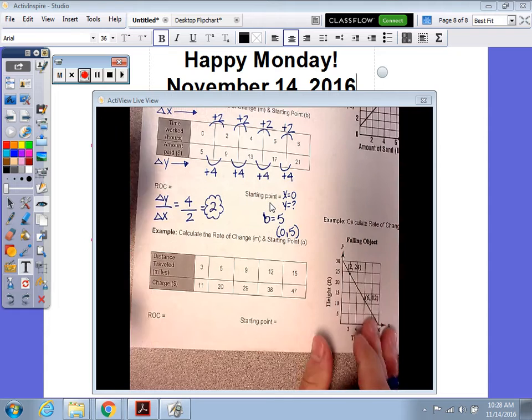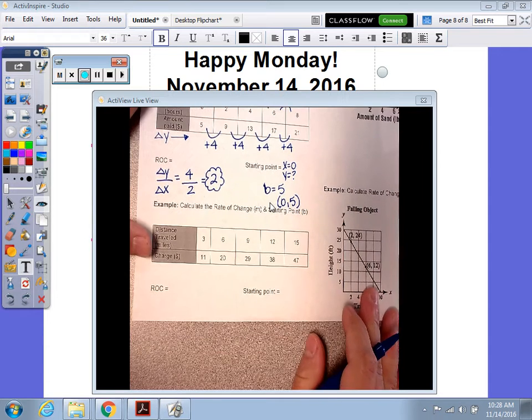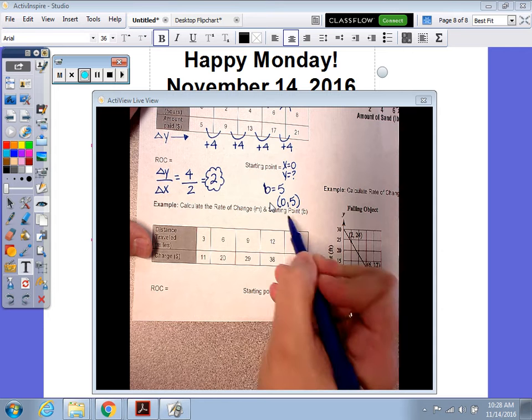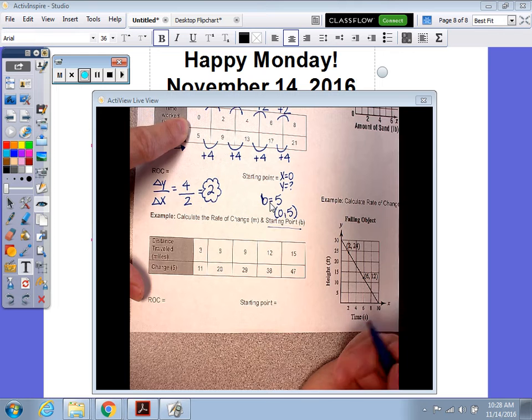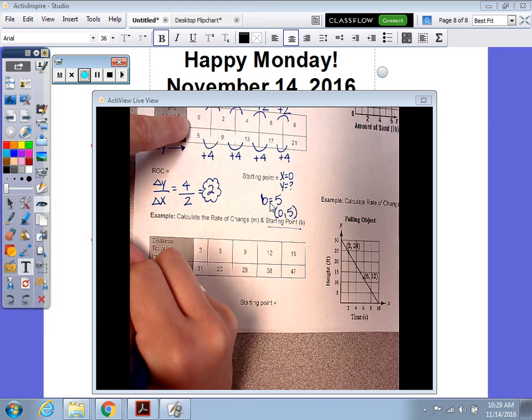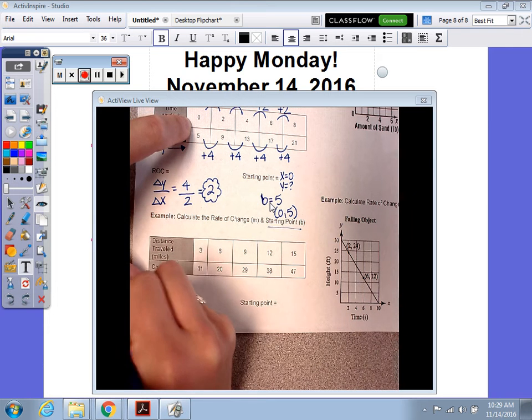Okay, number 2. Calculate the rate of change and starting point. Well, in this graph, we aren't given the starting point like we were in problem 1. So first, let's find our rate of change. Remember, that's our change in y over our change in x.